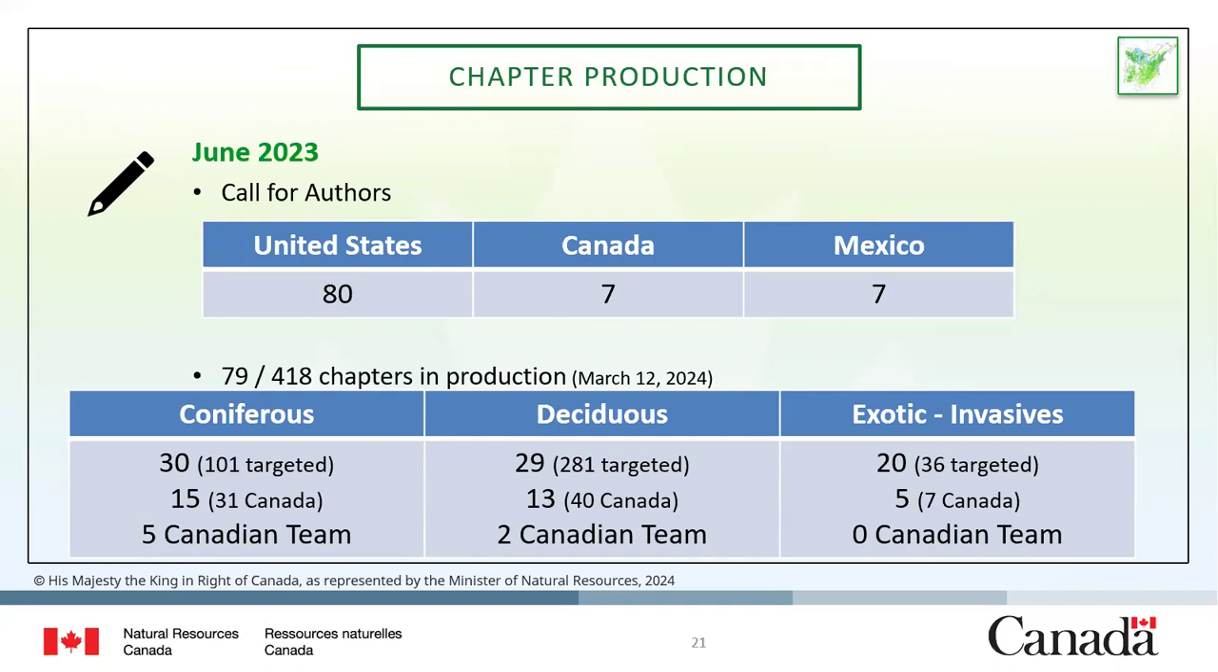As of March 12 this year, we have about half of the 31 targeted Canadian coniferous chapters in production. 5 of those are from Canadian teams. We have a third of the targeted Canadian deciduous in production, but only 5% written by Canadian teams. And for the exotic and invasive targeted species, more than 70% is in production, but none is led by a Canadian.